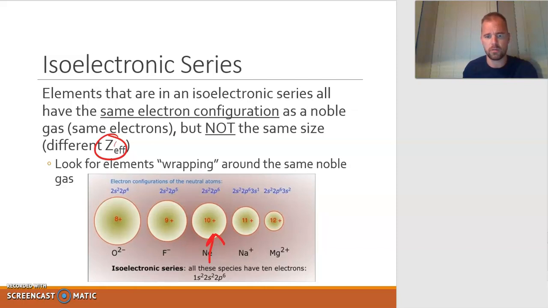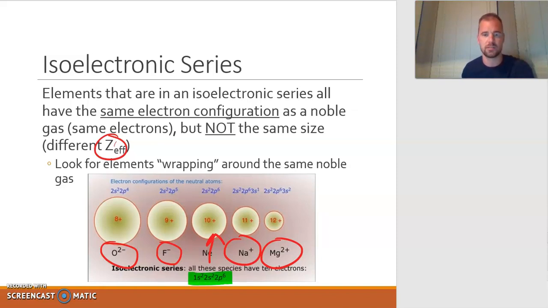And if we think about the fluorine ion, the oxygen ion, the sodium ion, and the magnesium ion, all of these species have one thing in common. They all share the same electron configuration. They all will have the same configuration of 1s2, 2s2, 2p6. Great, they all have 10 electrons. But what do they not have in common? Their nucleus. Oxygen has 8 protons, fluorine has 9, neon has 10, sodium has 11, and finally magnesium has 12.